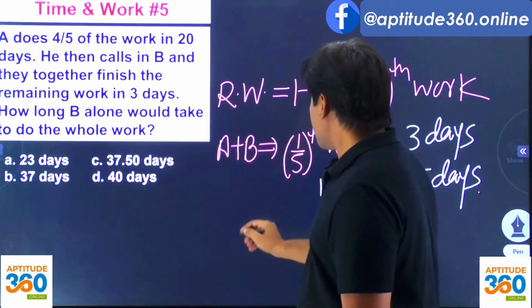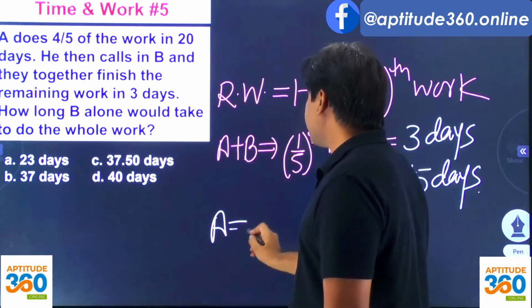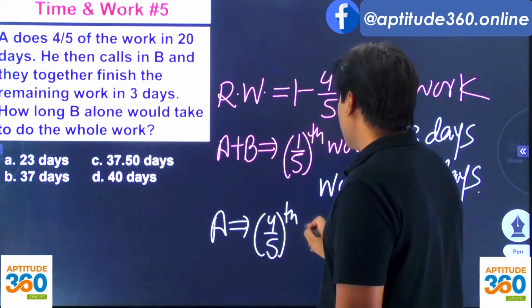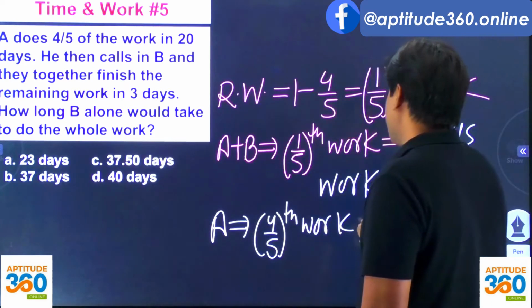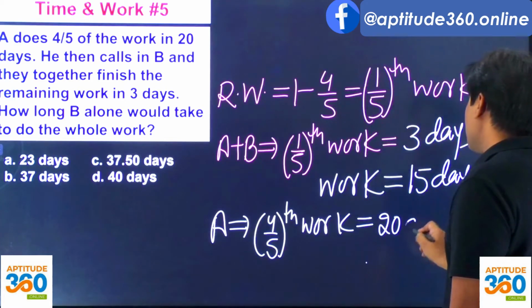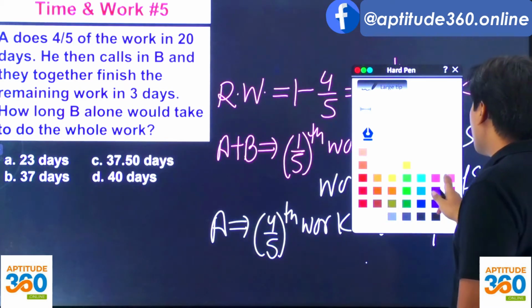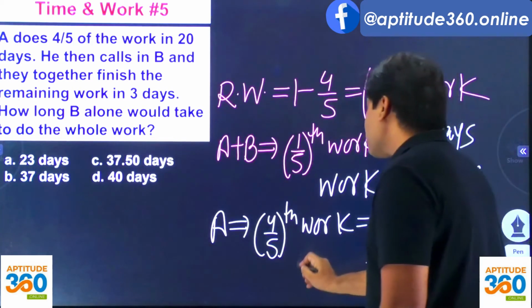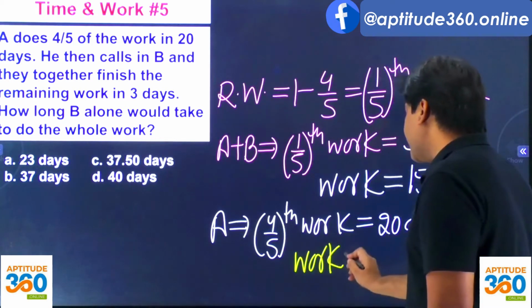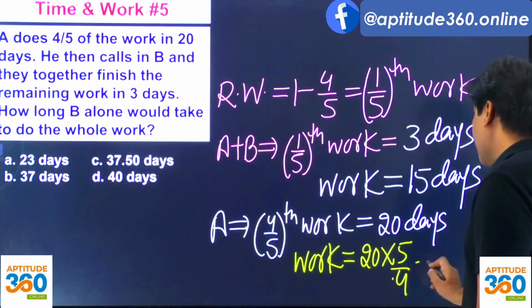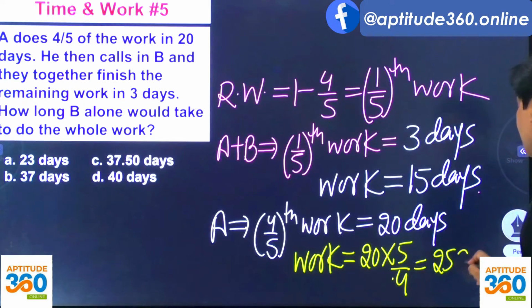A के लिए वहां पे कंडीशन क्या देके रखा हुआ है? A does 4/5 of the work in how many days? 20 days. So in how many days A is going to be completing the entire work? Pretty simple for us to find out. So A is going to be completing the entire work in 20 into 5/4. If you simplify, this is coming out as 25 days.